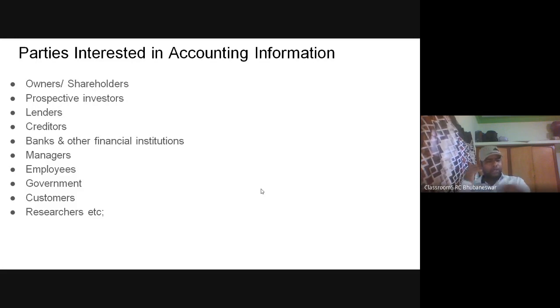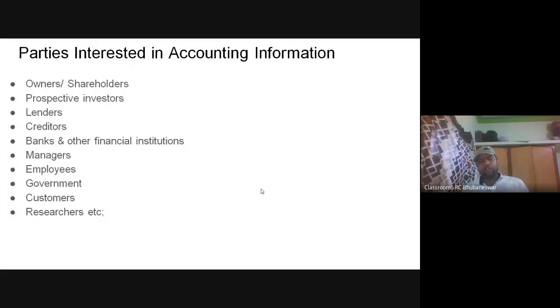If that particular business is earning a huge amount of profit, it is growing and growing, its track record is good, and in the last 5 years its profit has gone up at a skyrocketing margin, then at that point an investor will be interested to invest in that particular company. So that prospective investor is also a party interested in accounting information.